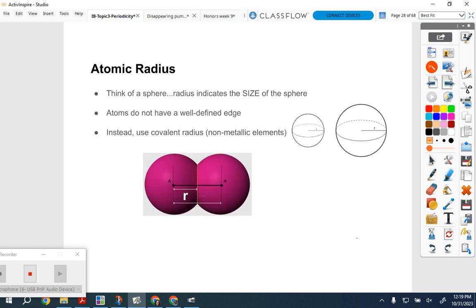All right, so we're going to kind of be alternating back and forth between trends and properties that you learned about in honors chemistry and ones that go beyond what you learned in honors chemistry. So we're going to start out with one that you did learn, which is trends in atomic radius.